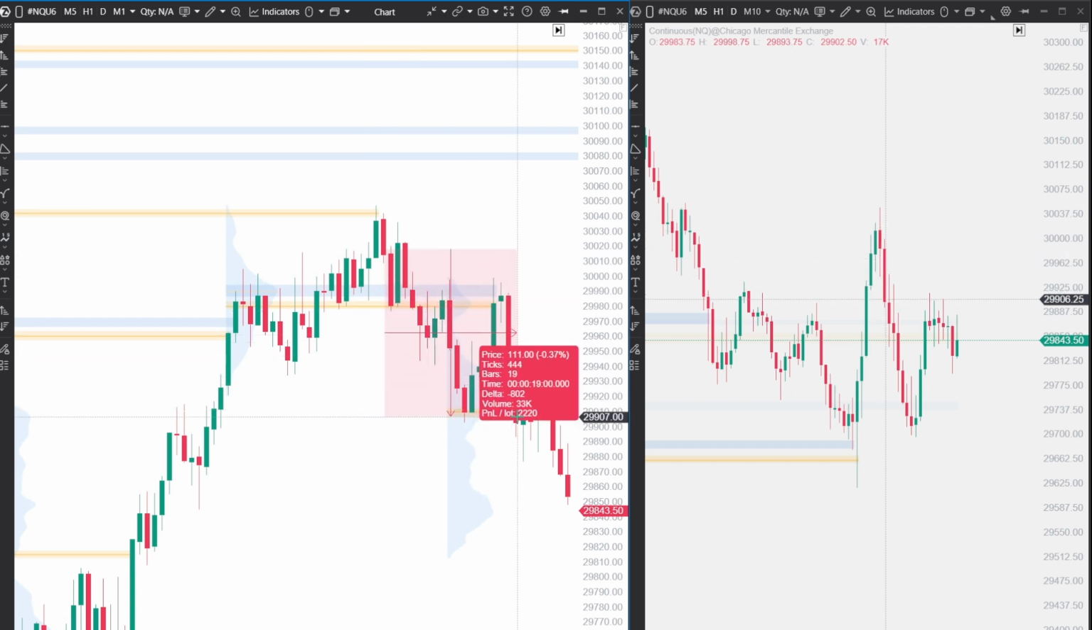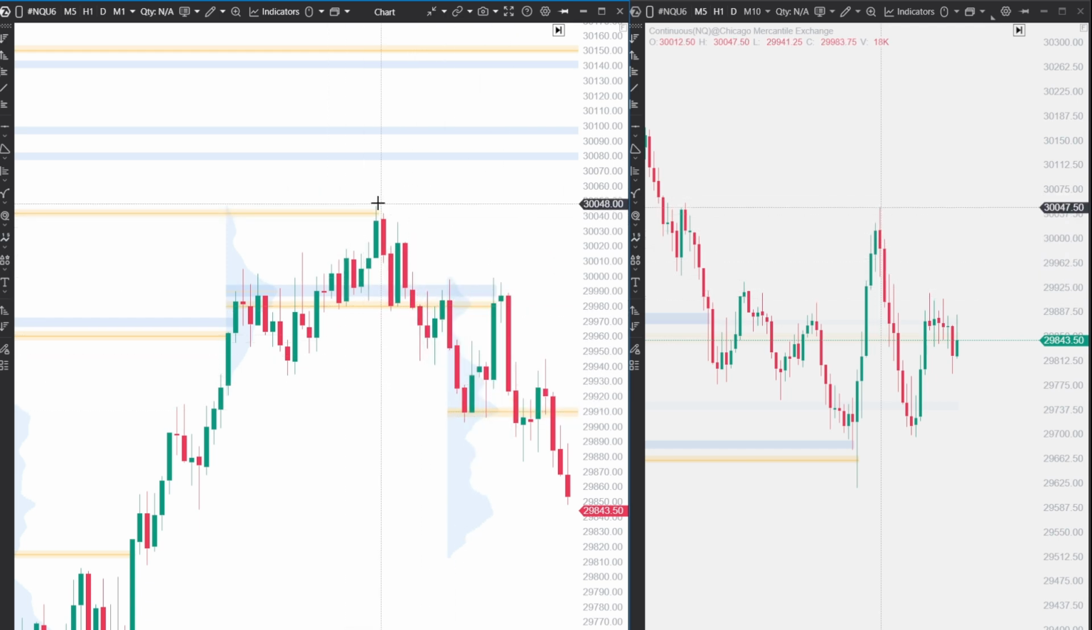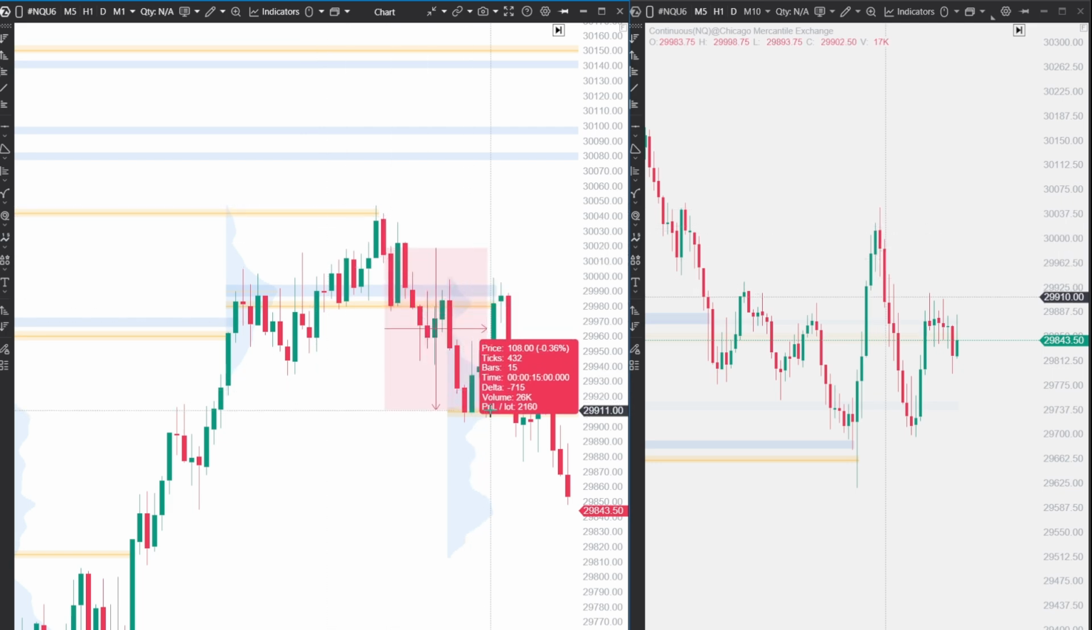And this would have been a good short entry. Really, really clean reaction off of this level. Very precise. And it moved down, right? So you could have taken that short. Even to here is 400 ticks already. And choose a really good take profit level.